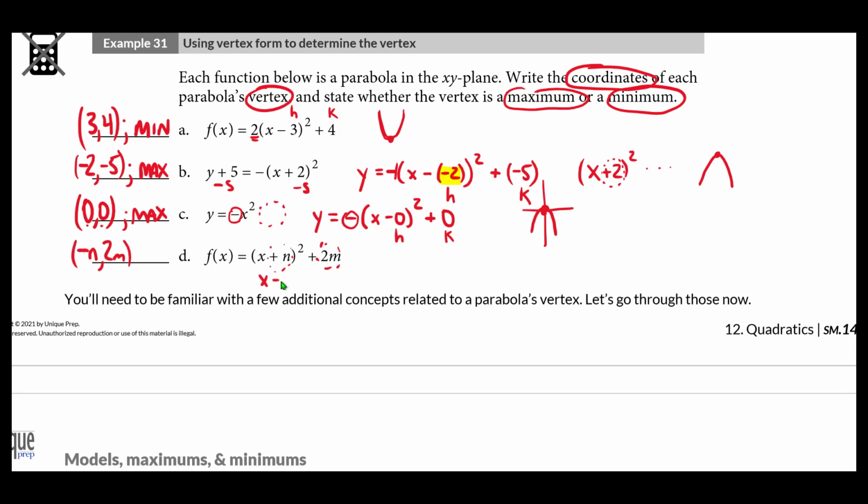Again, you could also rewrite what's in parentheses as x minus negative n so that you can see that the negative n is in the h position. And we have a positive 1 in the a position, so the parabola will be opening upward, smiley face, and we will have a minimum. So our vertex here will be negative n, 2m, and that vertex will be a minimum.